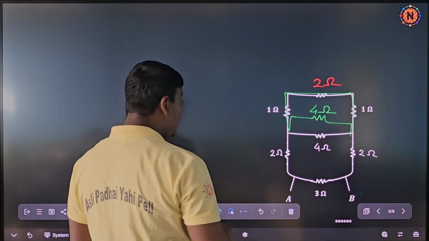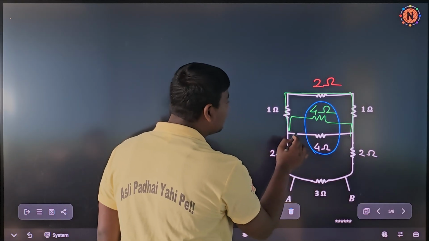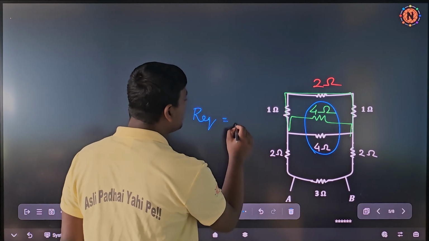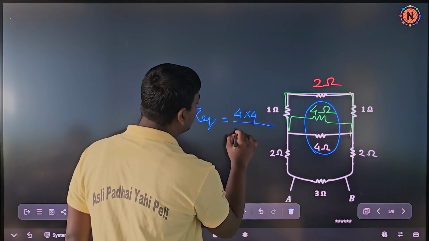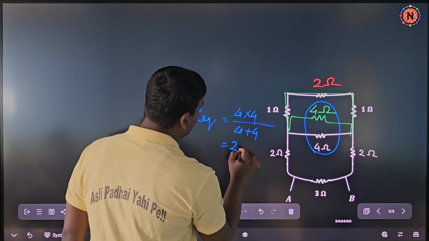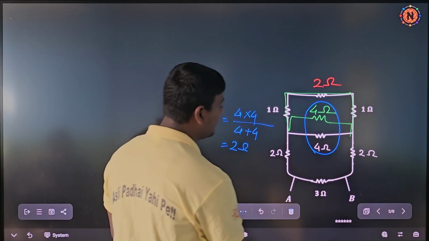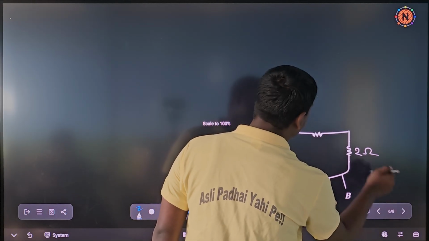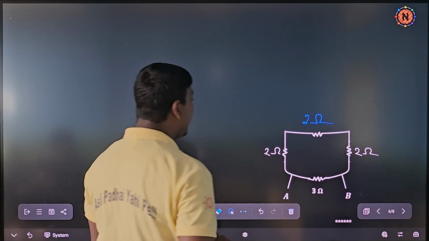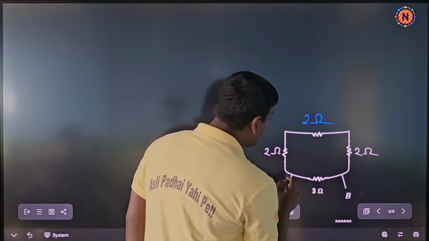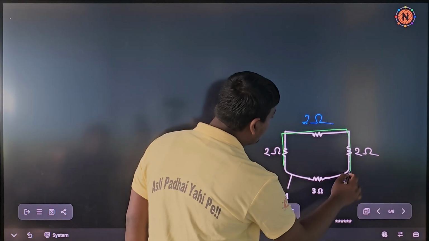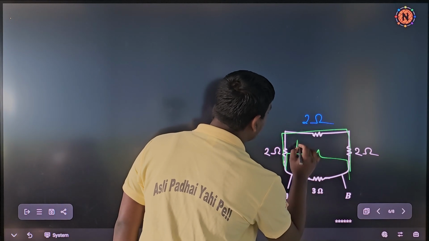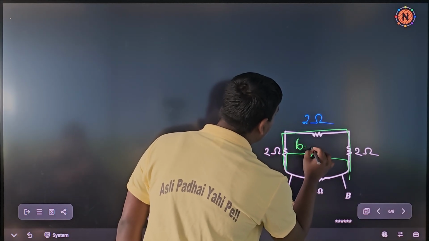And this 4 ohm and 4 ohm are again in parallel. Calculate. Actually this will be 2 ohm because equal resistances are in parallel. Let's calculate 4 into 4, product divided by addition, so that will be just 2 ohm. So the whole above combination can be replaced by just a single 2 ohm resistance. And in this diagram, these 2 ohm, 2 ohm, 2 ohm are in series, a single path, so they will be replaced by just the equivalent resistance, 2 plus 2 plus 2, total 6 ohm.